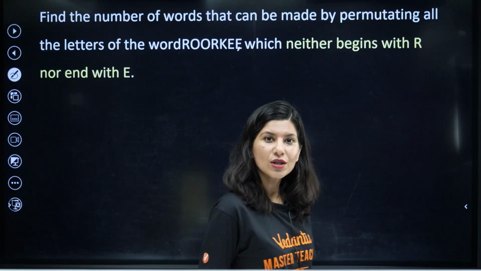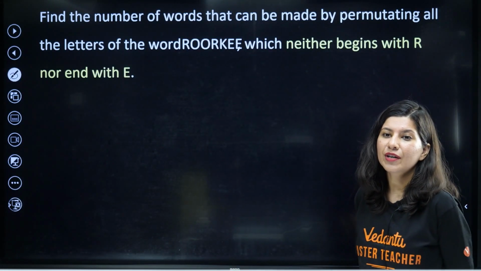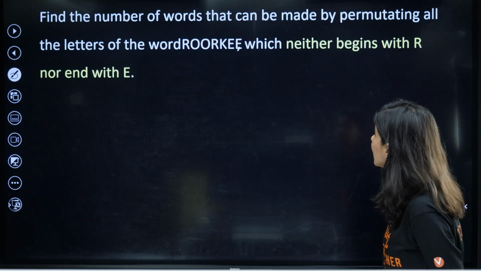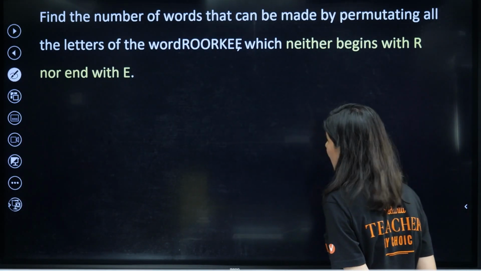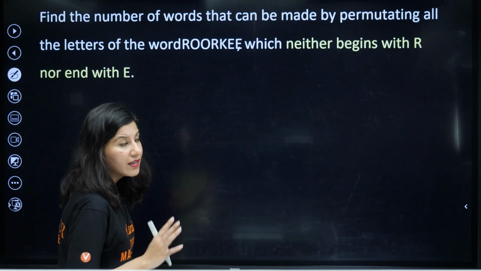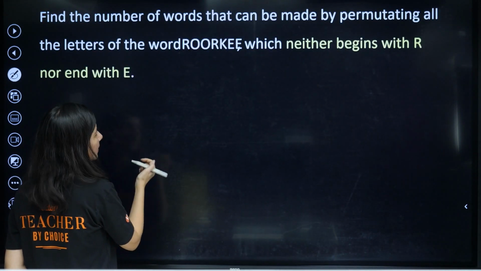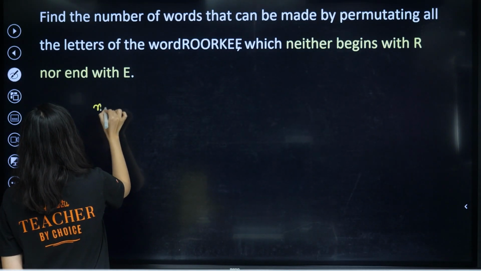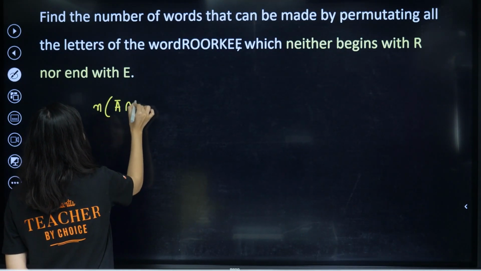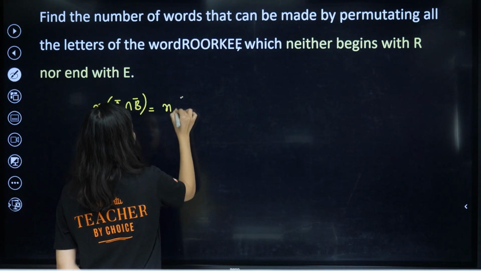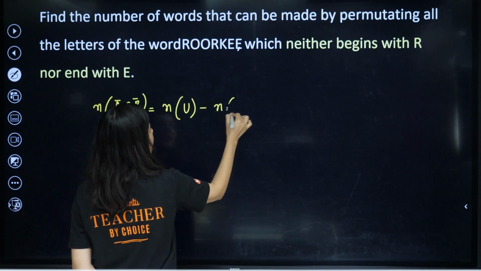So let's do one question and then understand. Find the number of words that can be made by permuting all the letters of the word ROORKEE, which neither begin with R nor end with E. Now, neither-nor. So neither A nor B is total minus A union B.